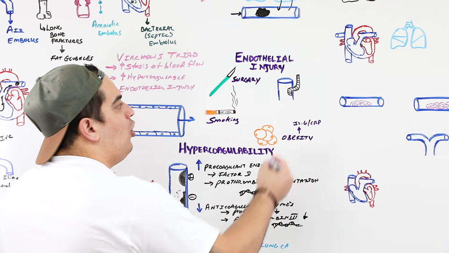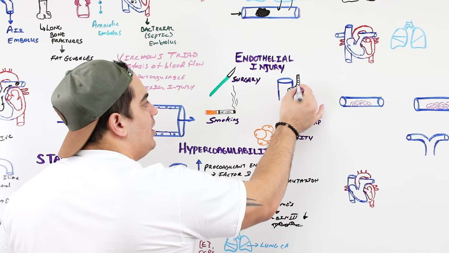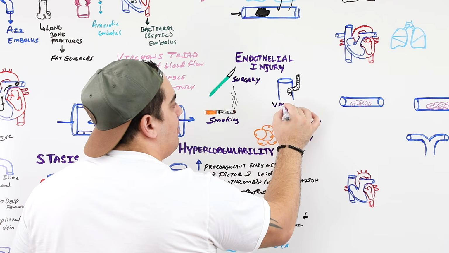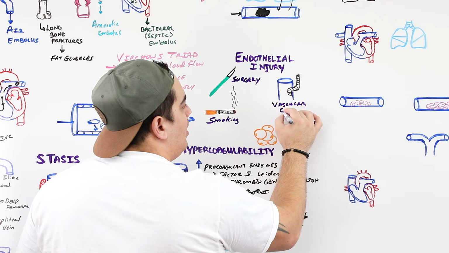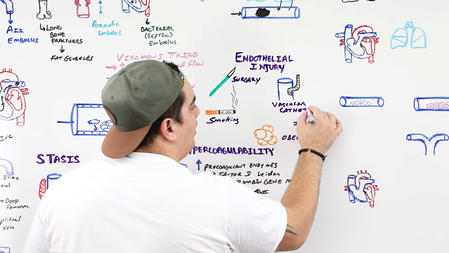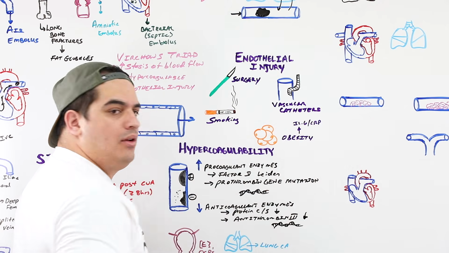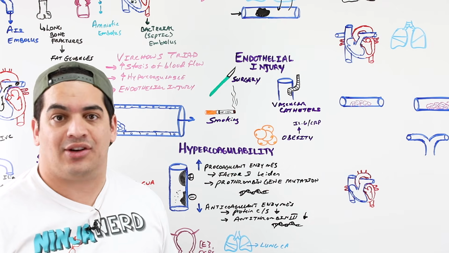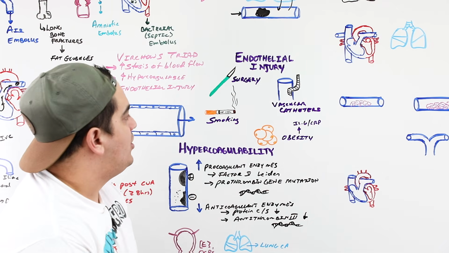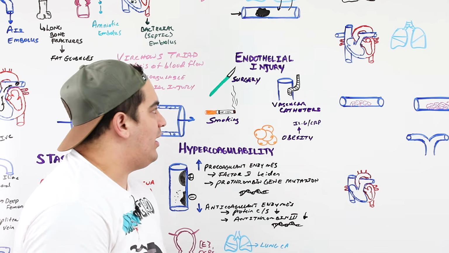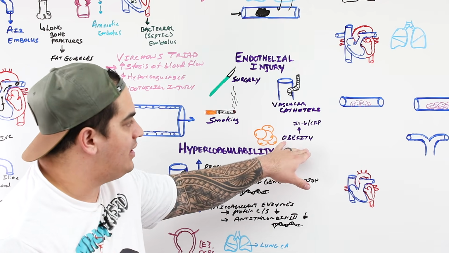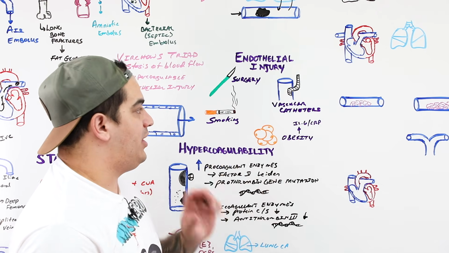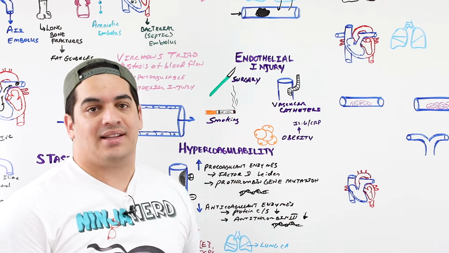And last but not least, what if I use particular catheters? So I'm using a vascular catheter and I'm inserting it into a vessel. These vascular catheters are definitely high risk for developing clots, especially around the vicinity of where the actual catheter is. Okay, so that's a big thing to remember for endothelial injury: surgery, smoking, obesity, which can be involved in all three aspects of Virchow's triad, and vascular catheters.